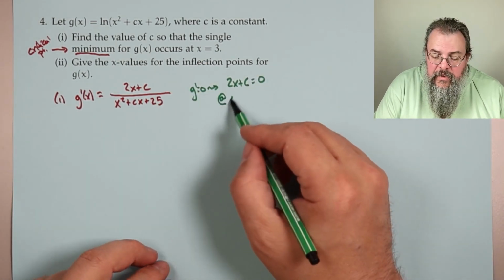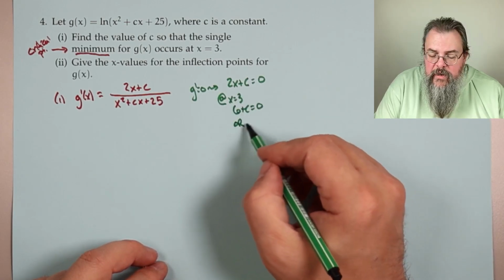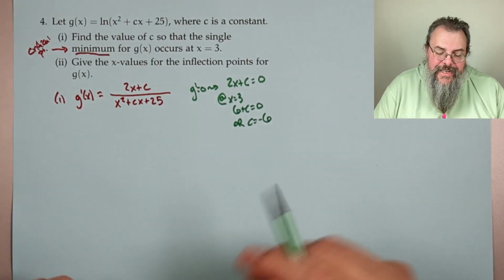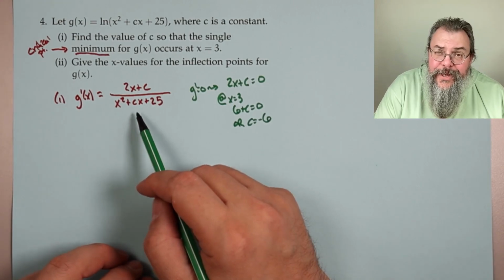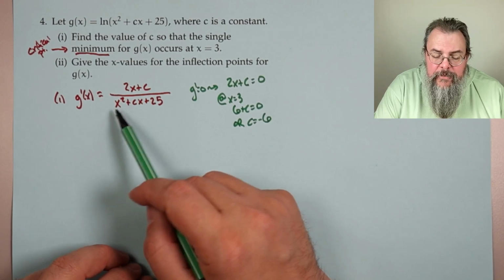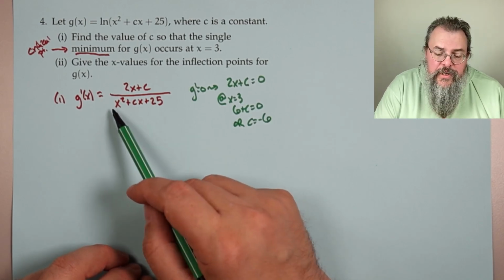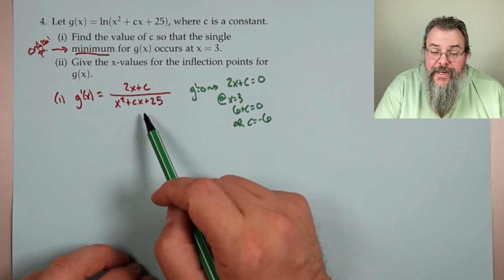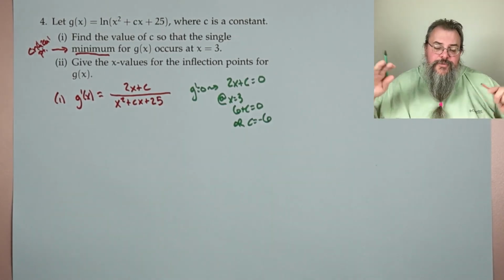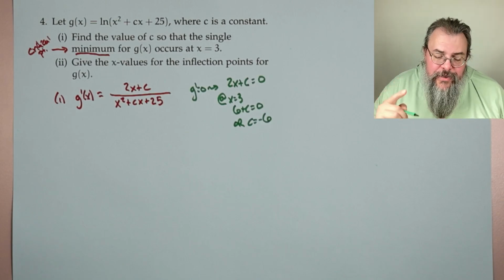So, okay, at x equals 3, that becomes 6 plus c equals 0, or c equals -6. Now, let's pause and ask, is that okay for the downstairs? It's great for the downstairs. If you think about what's going on, this is x squared minus 6x plus 25. You could do completing the square downstairs, and you'd conclude this is always positive. And so choosing c equals -6 is a brilliant choice. There's only one critical point.